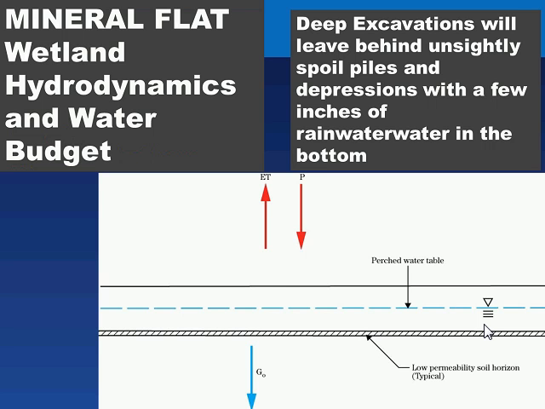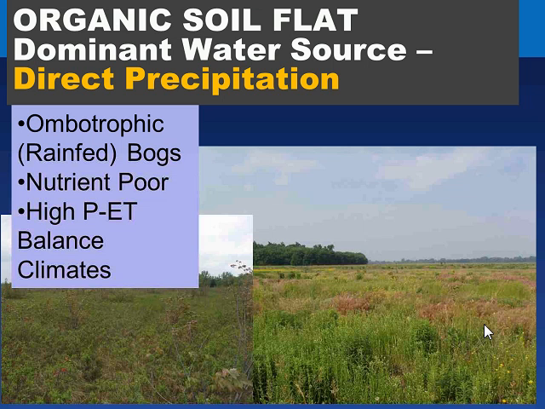If we have a landscape like this where we're doing a restoration plan, if we think we need to have a function that incorporates surface ponding or deep depressional areas in a landscape like this with no surface runoff water source, the net result will be to leave behind unsightly spoil piles and our excavated depressions with a few inches of rainfall in the bottom. This is not a depressional wetland landscape.